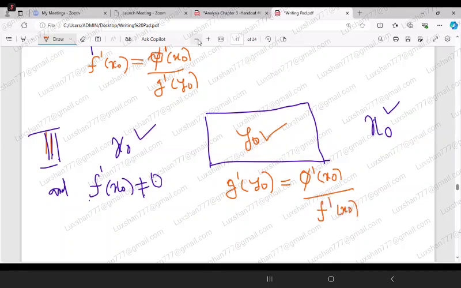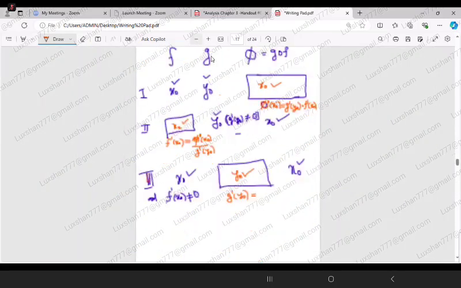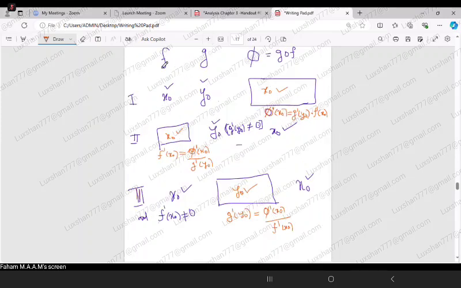Okay, so that is the big picture of what we are talking about now. Look at here. We have three functions. f is differentiable at x naught, g is differentiable at y naught. Then phi will be differentiable at x naught, and the derivative of phi at x naught will be g dash y naught into f dash x naught.